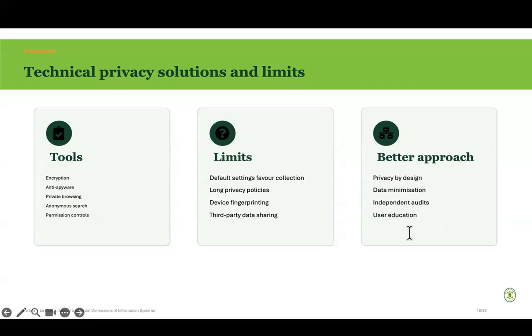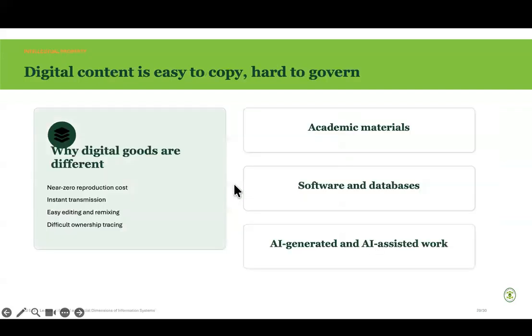Look, there's an issue about device fingerprinting, which is used to identify users without traditional cookies. Data may also be shared with third parties that the user has never heard of, but you may have agreed to the fact that your data can be shared with what? With third parties.